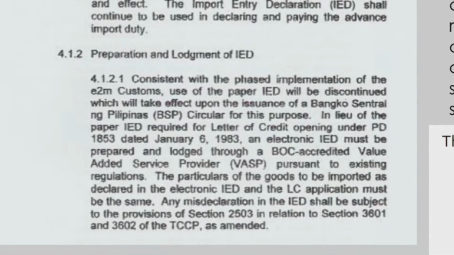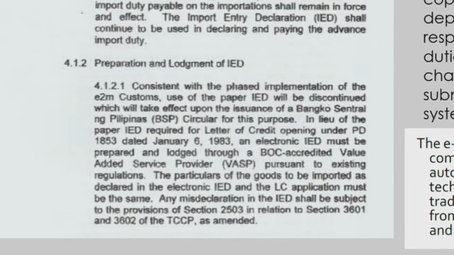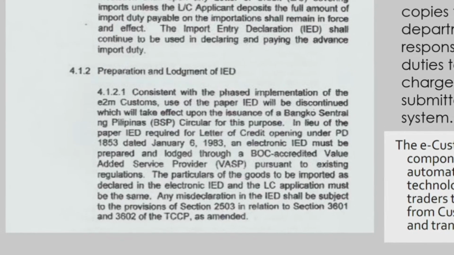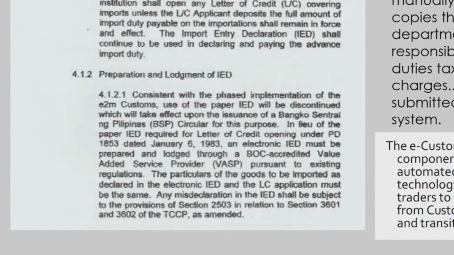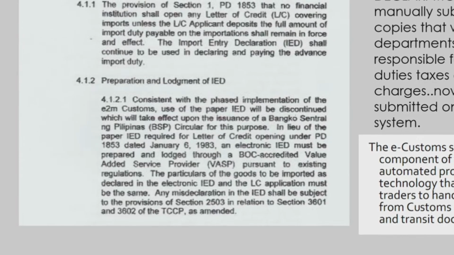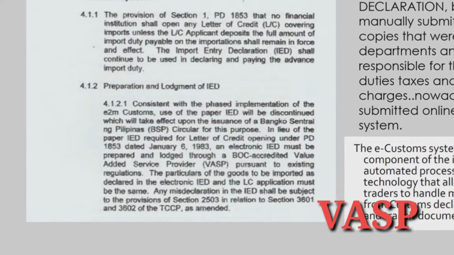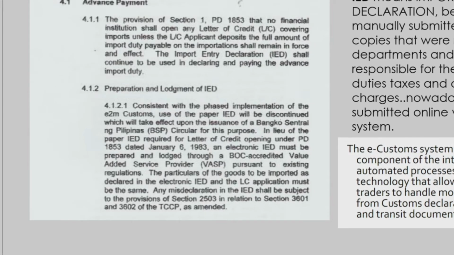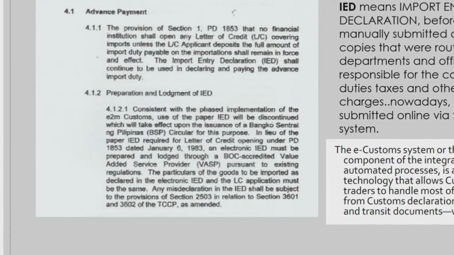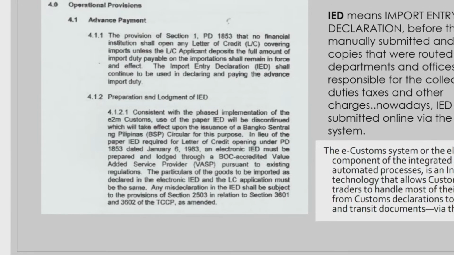Preparation and lodgement of the IED. Consistent with the phased implementation of the E2M customs, use of the paper IED will be discontinued, which will take effect upon the issuance of a Bangko Sentral ng Pilipinas circular for this purpose. In lieu of the paper IED required for letter of credit opening under PD 1853 dated January 6, 1983, an electronic IED must be prepared and lodged through a BOC accredited value added service provider pursuant to existing regulations. The particulars of the goods to be imported as declared in the electronic IED and LC application must be the same. Any misdeclaration in IED shall be subject to the provisions of Section 2503 in relation to Sections 3601 and 3602 of the TCCP as amended.